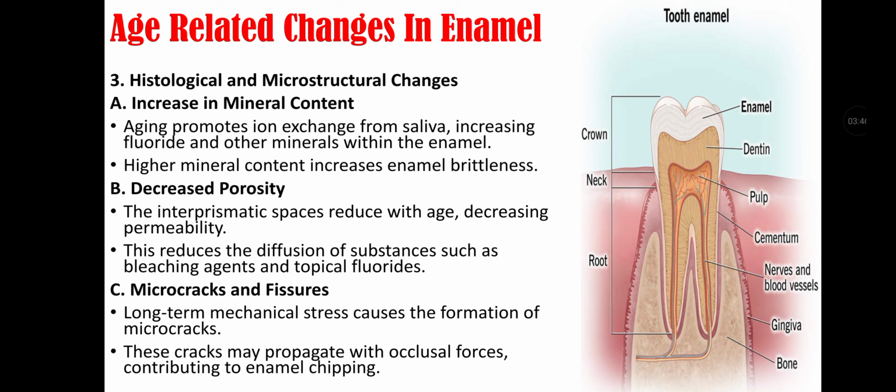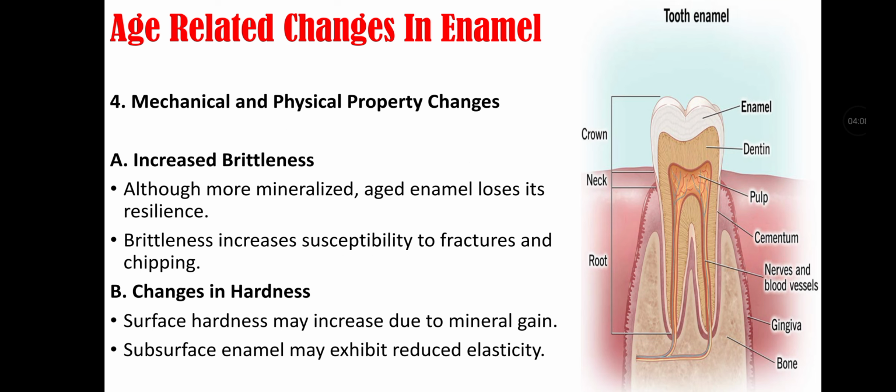The second change is decreased porosity. It is because interprismatic spaces reduce with age, which decreases permeability. This reduces diffusion of substances such as bleaching agents and topical fluorides. The third change is microcracks and fissures, as long-term mechanical stress causes formation of microcracks in enamel. These cracks may propagate with occlusal forces, contributing to enamel chipping.